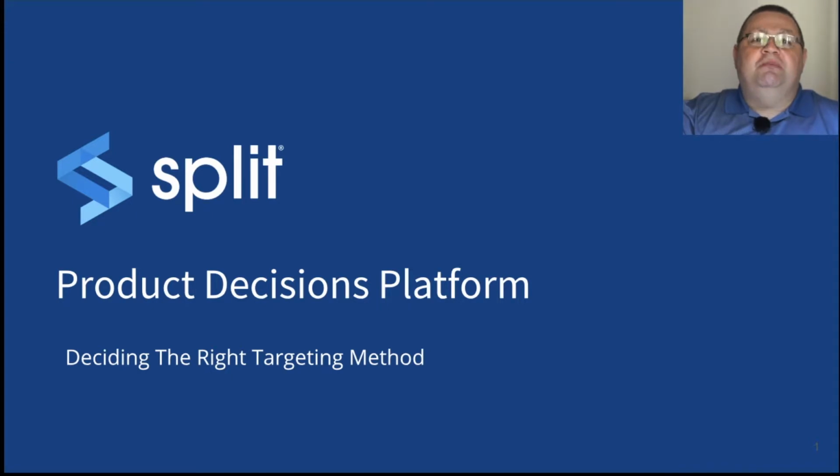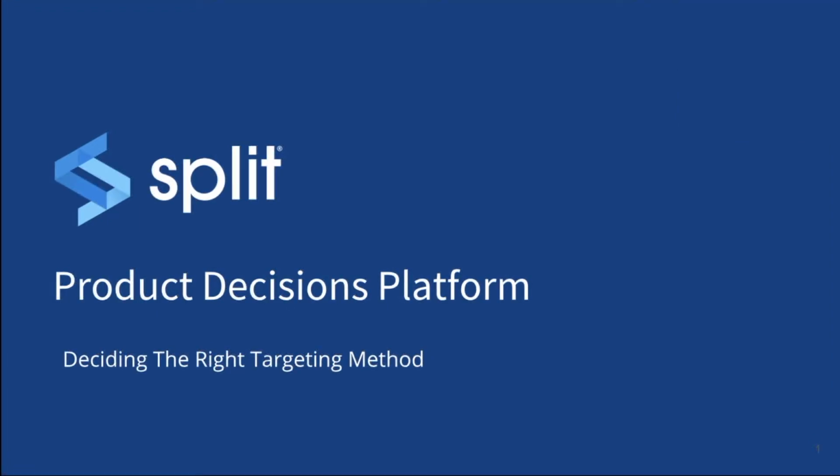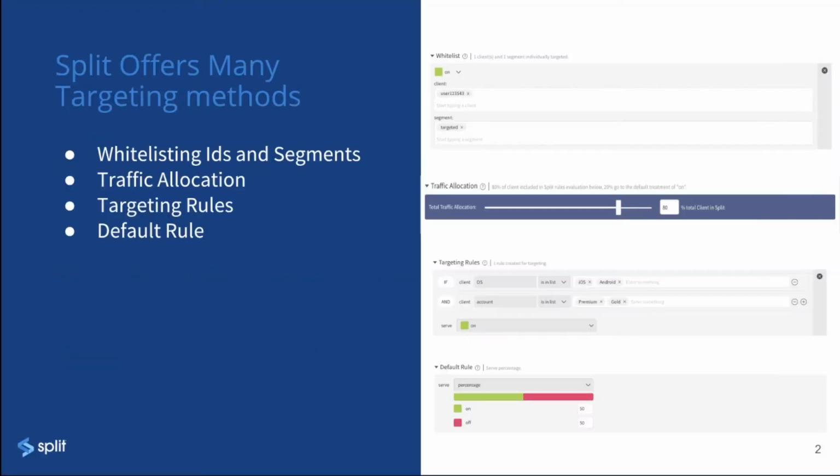Today we're going to talk about how to decide the right targeting method for your experiment. Deciding the right targeting method is very important before you start your experiment, since a lot of these rules will impact how you analyze results. Split offers many targeting methods. So we have whitelisting IDs and segments, we have the traffic allocation bar, we have targeting rules, and we have the default rule.